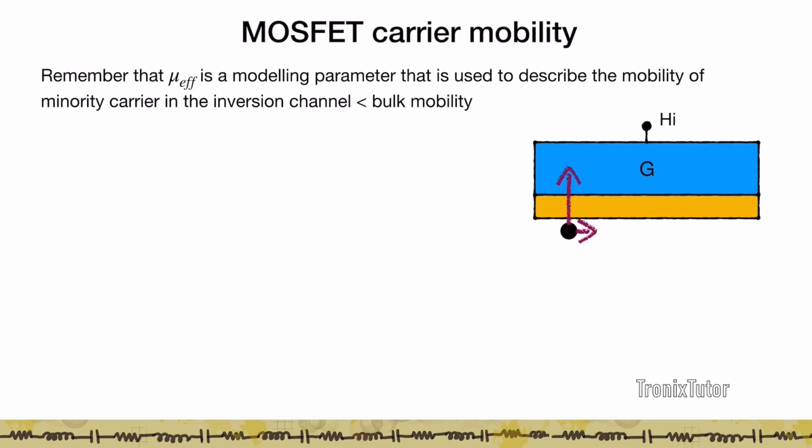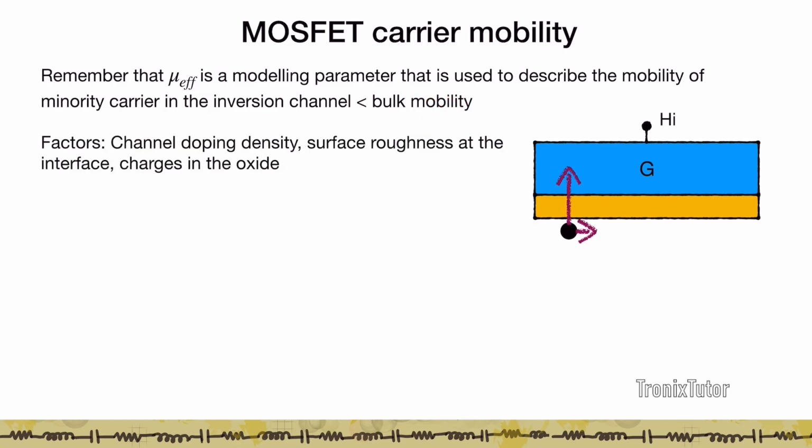So a quick sidestep on the carrier mobility, or this term mu effective that we keep using in our models. Please remember, mu effective is a modeling parameter and it describes the mobility of an electron in a transistor configuration. This is many times spoken of as the inversion carrier mobility. That is, what is the mobility of the electron in a particular semiconductor in an inversion region. And in most cases, the mobility of the carrier in the inversion channel is going to be much less than the bulk mobility.